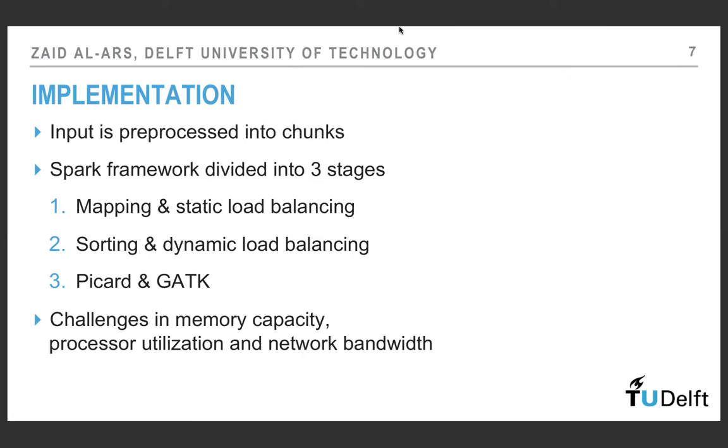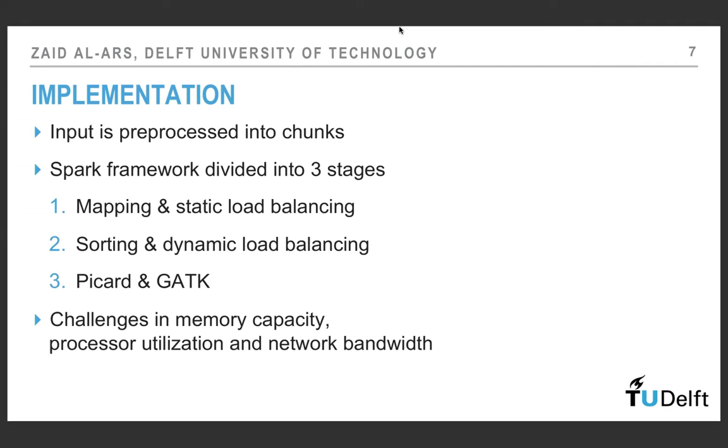Our Spark implementation uses a pre-processing step that divides the input data set into a number of chunks. After that, these chunks are processed on the Apache Spark framework in 3 different stages. In the first stage, we perform the mapping algorithm of the short reads to a reference DNA, and we perform static load balancing on the mapped short reads.